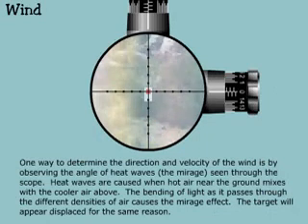One way to determine the direction and velocity of the wind is by observing the angle of heat waves, the mirage, seen through the scope. Heat waves are caused when hot air near the ground mixes with cooler air above. The bending of light as it passes through the different densities of air causes the mirage effect. The target will appear displaced for the same reason.